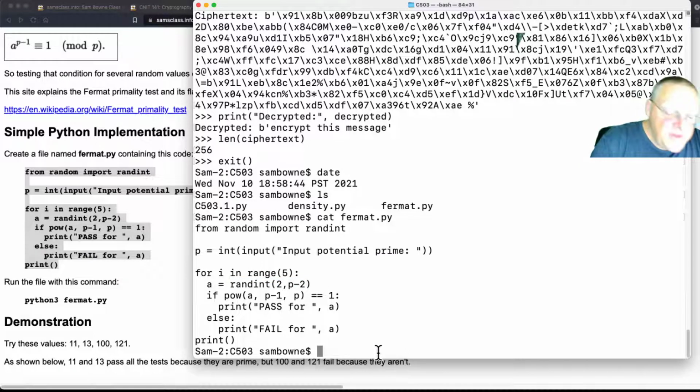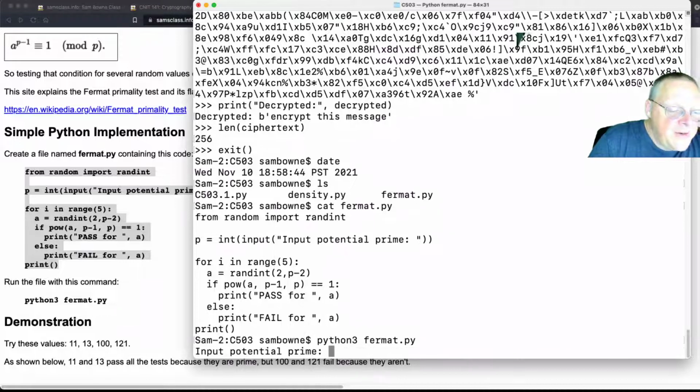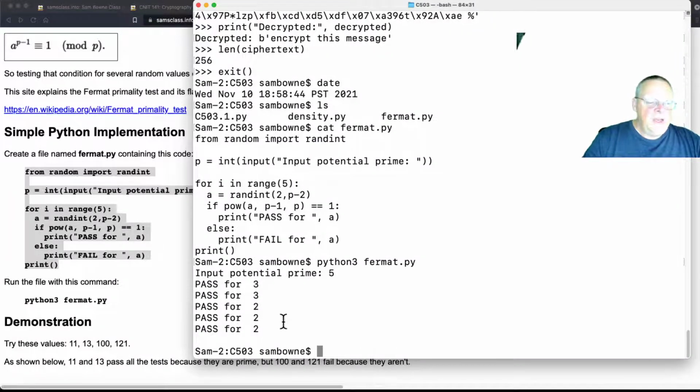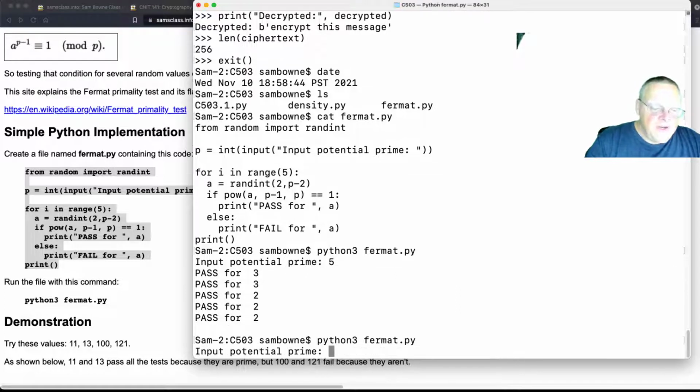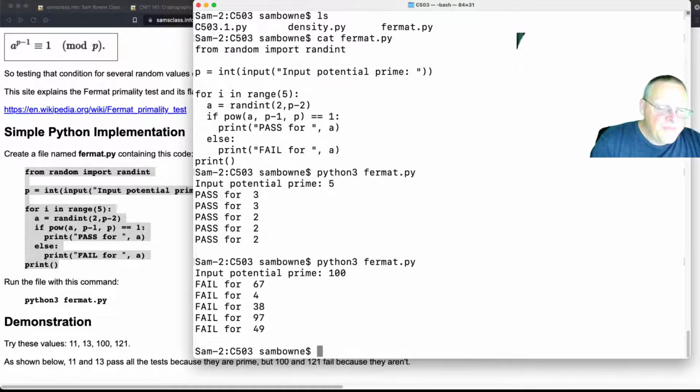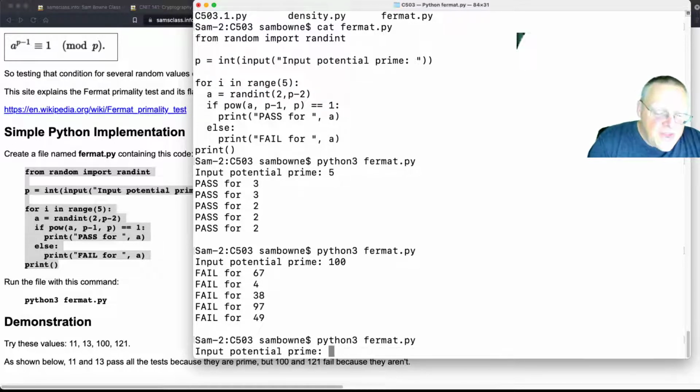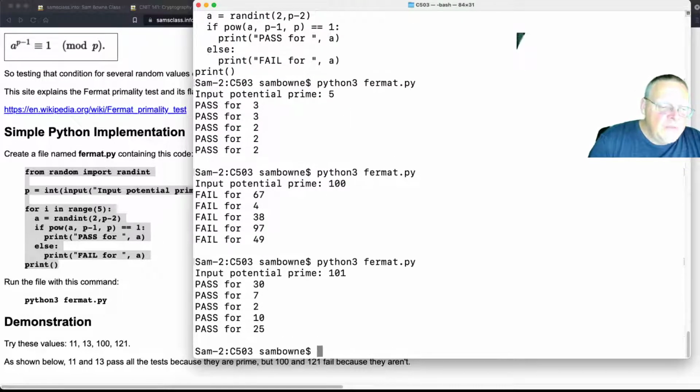So if I run this, python3 fermat, and I give it, say, 5, it passes. If I give it, say, 100, it fails every time because that's not prime. If I give it, I think 101 is prime, though. Nope, yeah, 101 is prime. So that's what happened. You see, it is pretty good. You might imagine that it might sometimes fail.